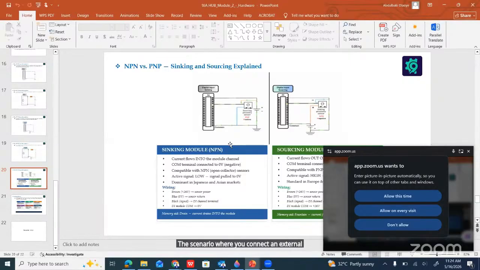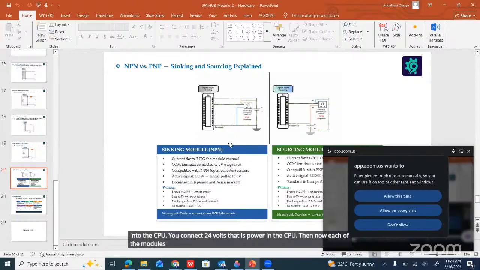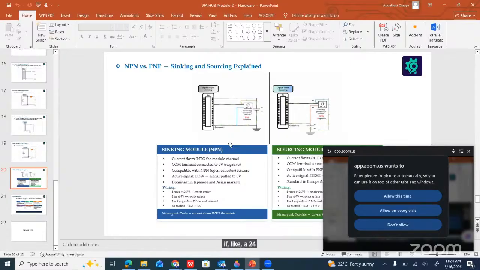Because I know that in the PLC rack you have a 24 volts power supply into the CPU. You connect 24 volts that is powering the CPU. Then now each of the modules might need like a 24 volt signal to power each of the module. You understand? Yes. That's the number one.